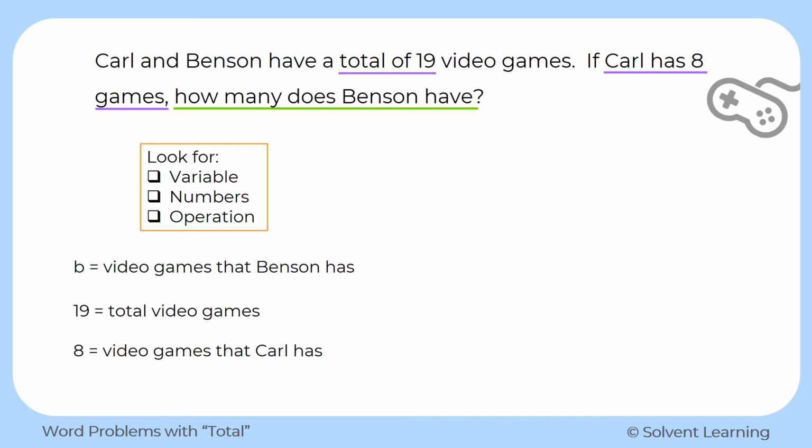Now we had mentioned that when we see the word total in a math problem, that means we're adding different values together and that will equal the total. So what we're going to do is take the number of video games that Benson has, which is B, and add that with the number of video games that Carl has, which is 8. And then we're going to use an equal sign to show that that total represents 19 video games. So putting it all together, we have B plus 8 equals 19. Great, there's our equation. Now we just need to solve for our variable B.